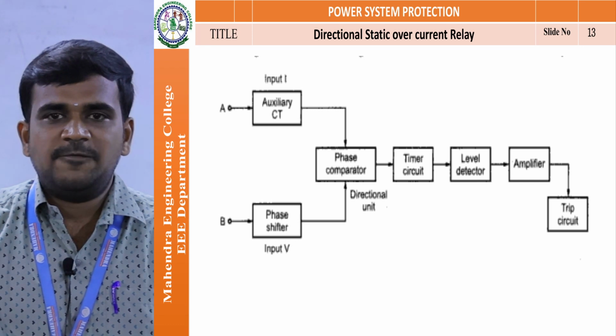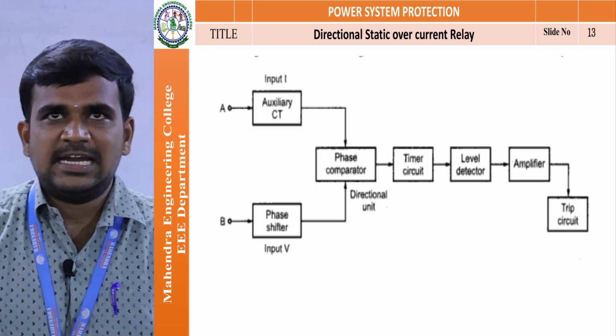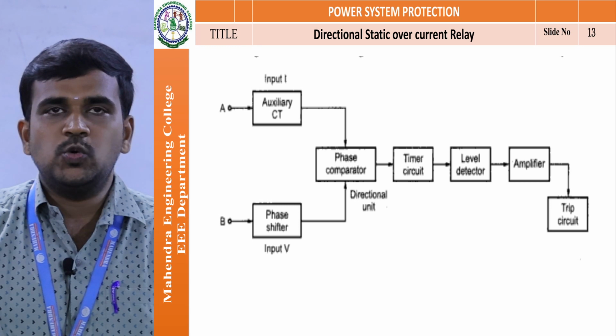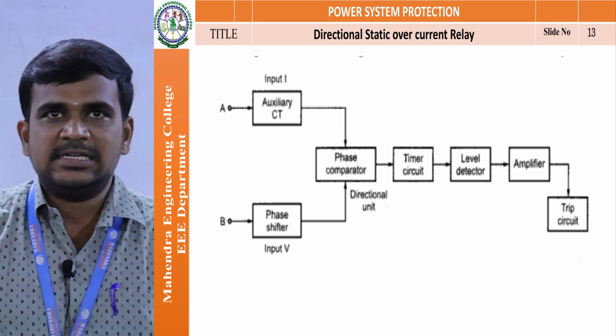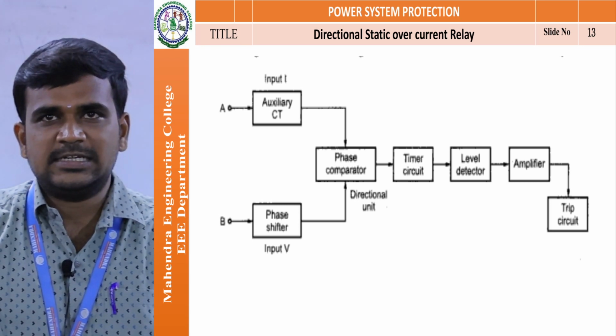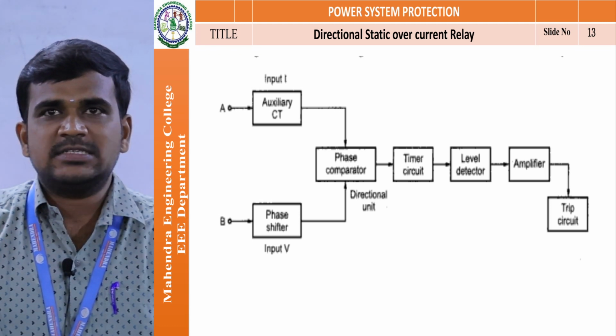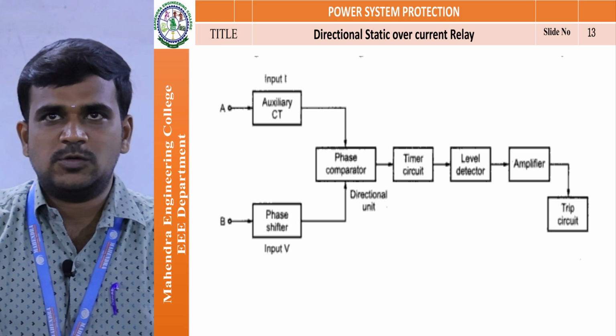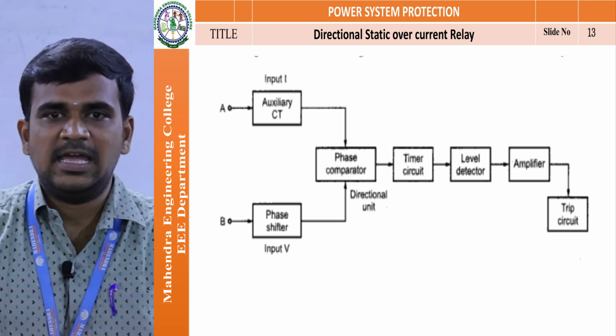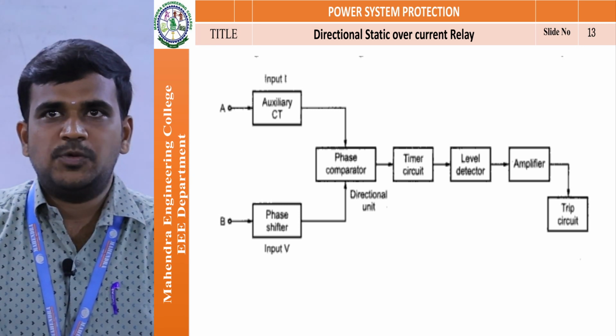This is the second type of static relay, the directional static overcurrent relay. Here two inputs are given to the phase comparator. The phase comparator output is connected to the level detector via timing circuits. Then the level detector output is connected to the amplifier circuits. The amplifier circuit amplifies the level detector output. Then the amplifier is connected to the trip circuits.